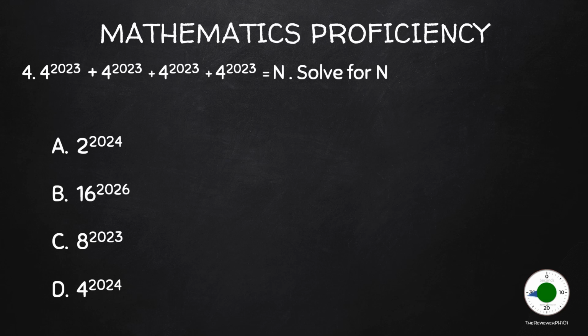Four, 4 raised to 2023 plus 4 raised to 2023 plus 4 raised to 2023 plus 4 raised to 2023 equals n. Solve for n. A. 2 raised to 2024. B. 16 raised to 2026. C. 8 raised to 2023. D. 4 raised to 2024. The correct answer is D.